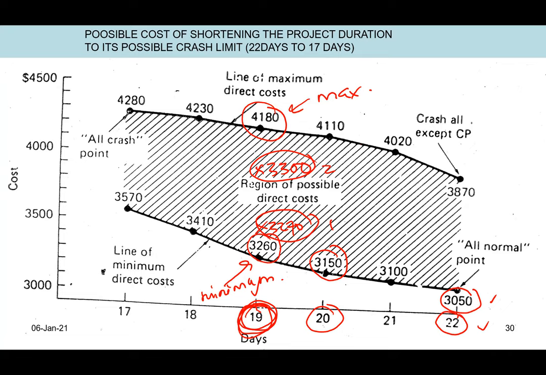But if the question in the exam or whatever simply mentions least cost, the scenario number two and scenario number one that I did do not fulfill the criteria of least cost. The only correct answer is 3260. That is the only correct answer. How can we achieve 3260?